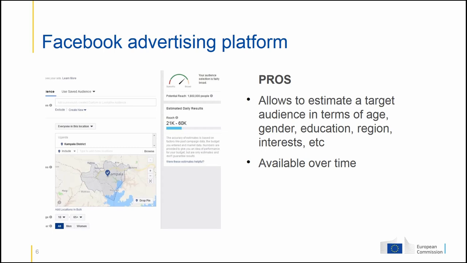The good thing about this platform is that it allows the user to define the target audience by different characteristics of the Facebook users, which might be, for instance, their age, their gender, the education, their interests, and so on. And of course, it is available not only through different areas of the world, but also over time. So we can actually create a spatiotemporal series with this type of data.